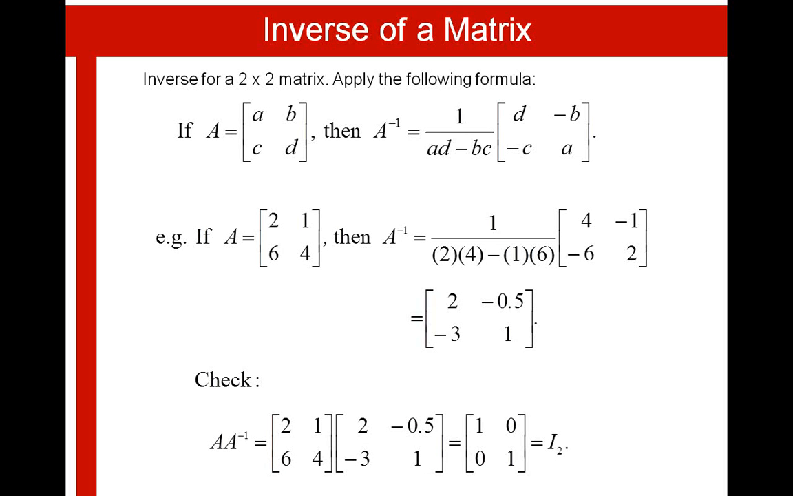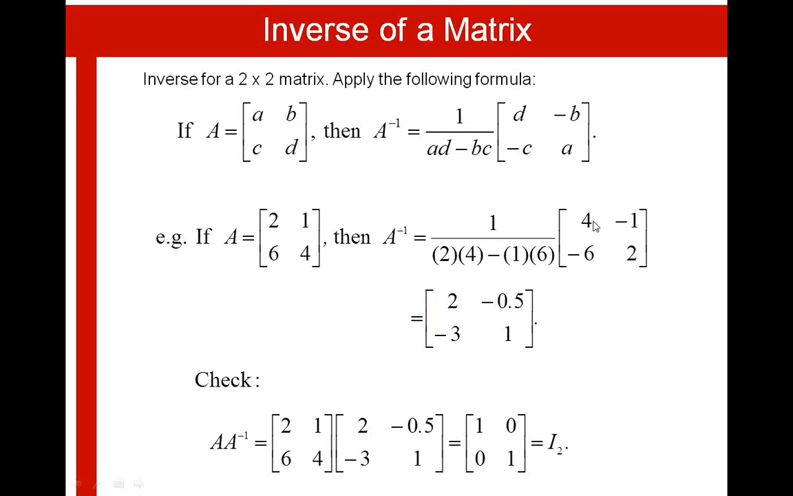As an example, if A is a 2 by 2 matrix with elements 2, 1, 6, 4 as seen here, then A minus 1, applying the formula, is equal to 1 over 2 times 4 minus 6 times 1. Then the 4 is exchanged with the 2 here, and the signs of 1 and 6 are modified to become negative. Then the matrix becomes here, this is 8 minus 6, is 1 over 2, 4, minus 1, minus 6, 2.